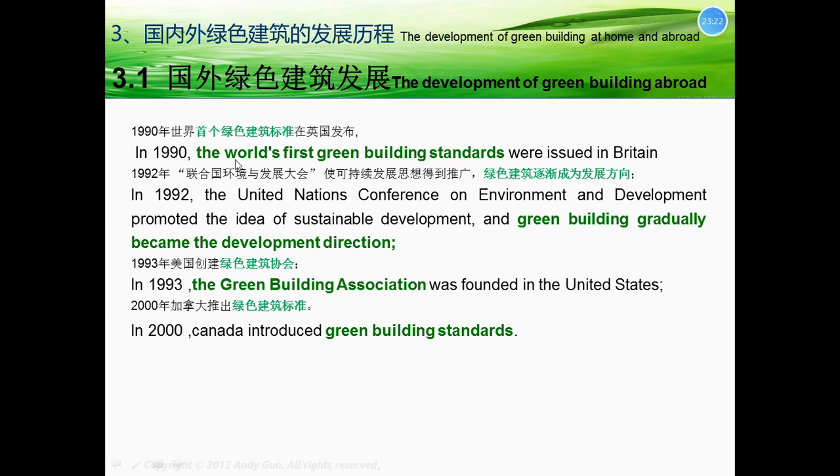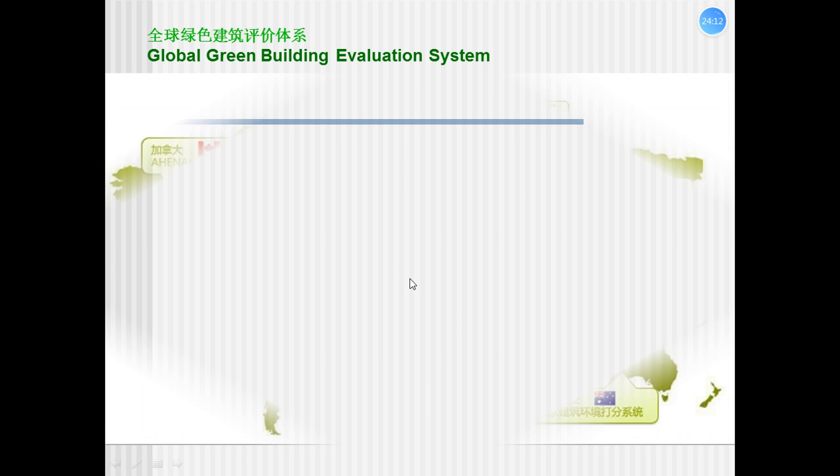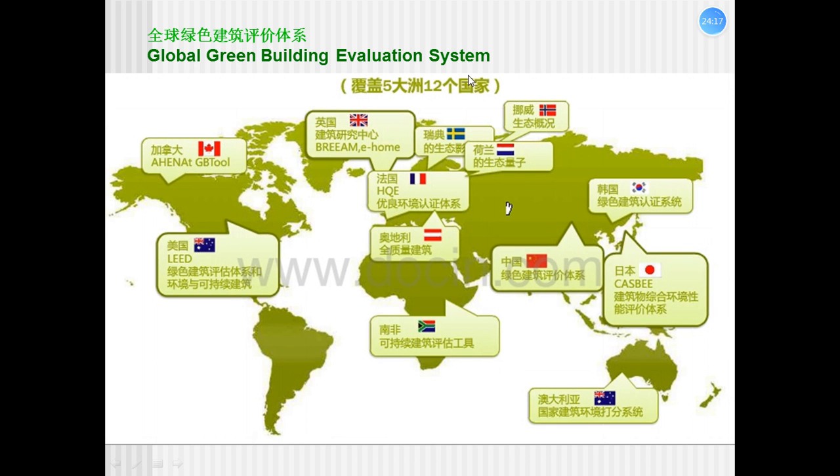In 1990, the world's first green building standards were issued in Britain. In 1992, the United Nations Conference on Environment and Development promoted the idea of sustainable development, and green building gradually became the development direction. In 1999, the Green Building Association was founded in the United States. In 2000, Canada introduced green building standards. Now 12 countries have a green building evaluation system, including China.